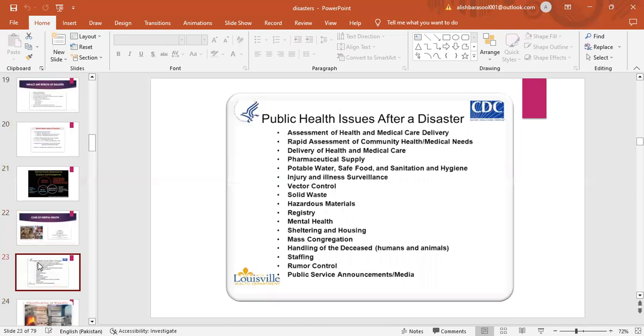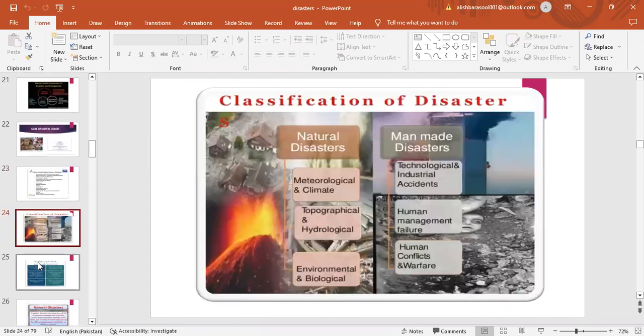Public health issues after a disaster: assessment of health and medical care delivery, rapid assessment of community health and medical needs, delivery of health and medical care, pharmaceutical supply, potable water, safe food and sanitation and hygiene, injury and illness surveillance, vector control, solid waste, hazardous material registry, mental health, sheltering and housing, mass congregation, handling of the dead, staffing, rumor control, public service announcements, media.